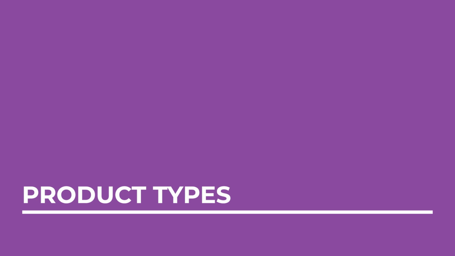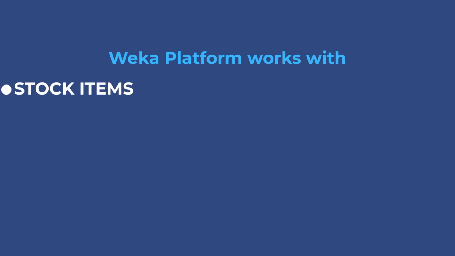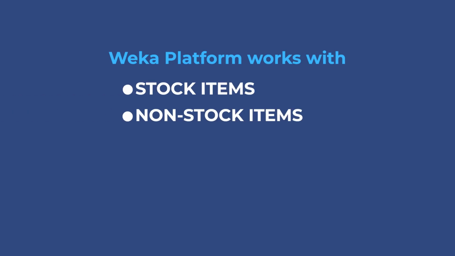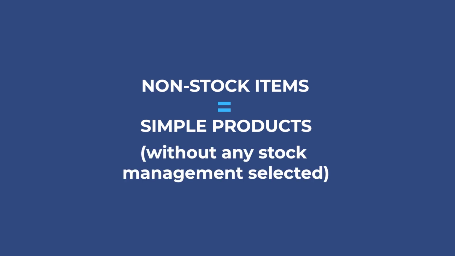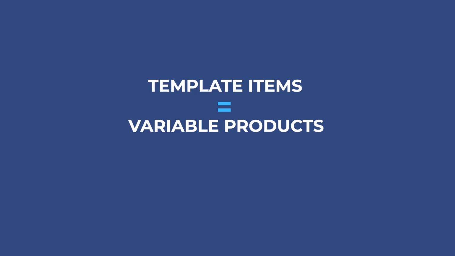Product types. The Weka platform works with stock items, non-stock items, template items, and kits. Acumatica stock items become simple products on the Weka platform. Non-stock items also become simple products without any stock management selected. Template items become variable products.